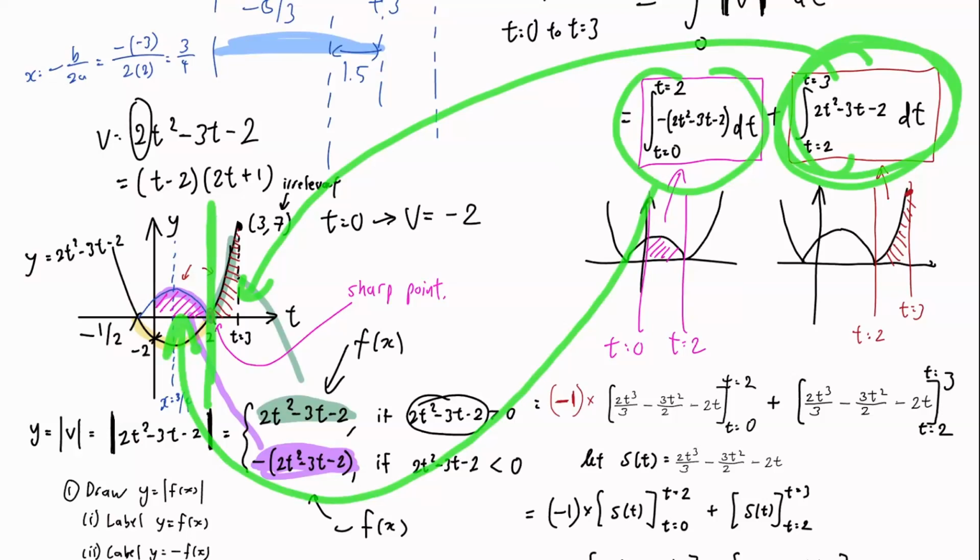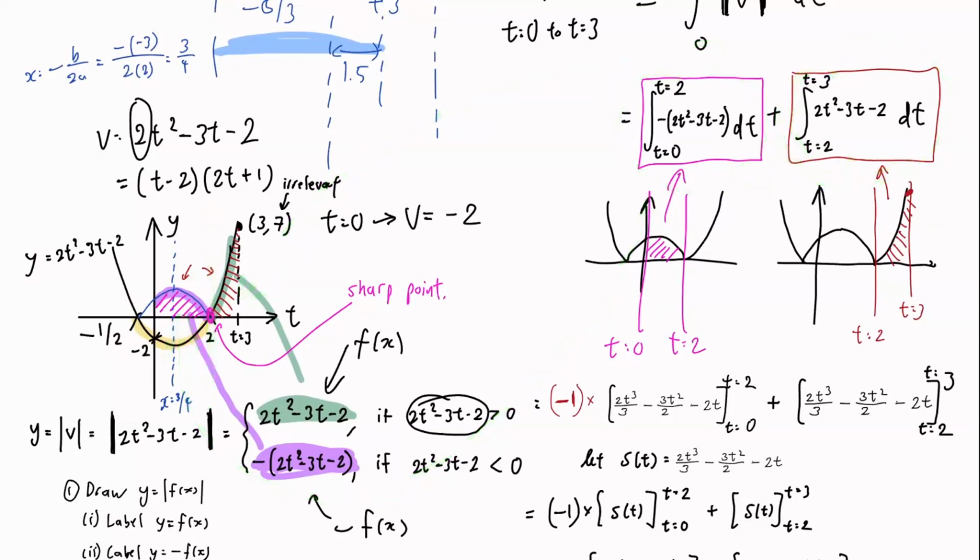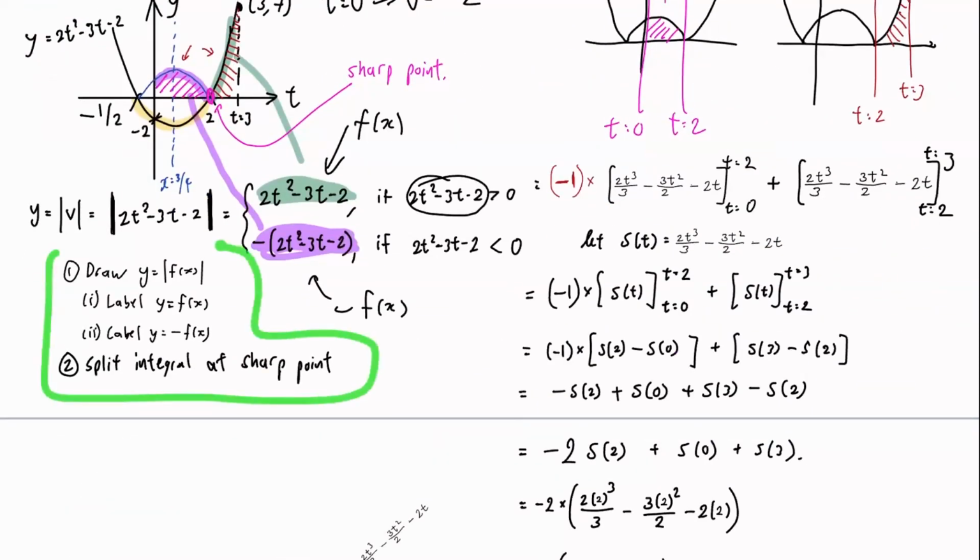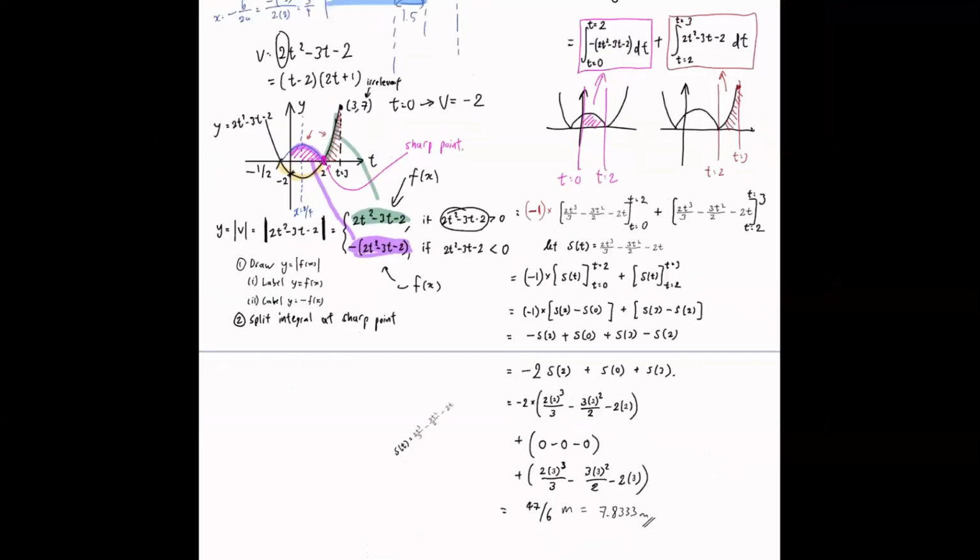Understand? Okay, that's it. That's our H2 topic already. Draw y equals modulus f(x), label positive, label negative, split the integral at the sharp point. Okay, good. Done. So I showed you 2 different ways to find distance.